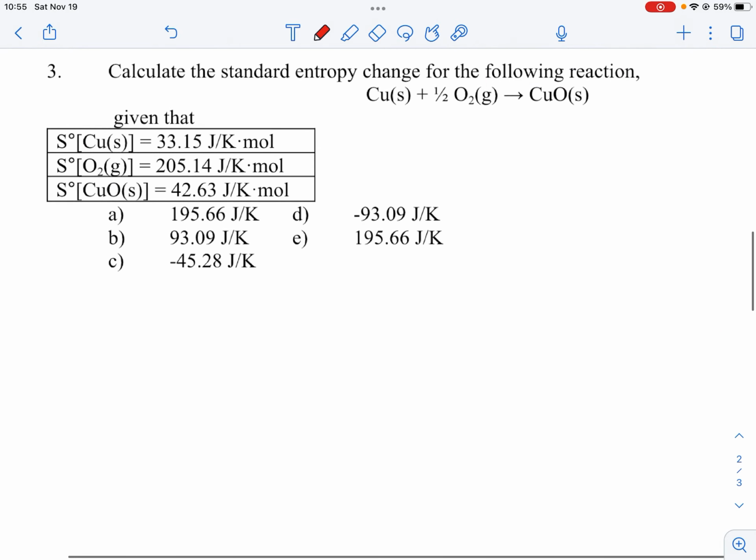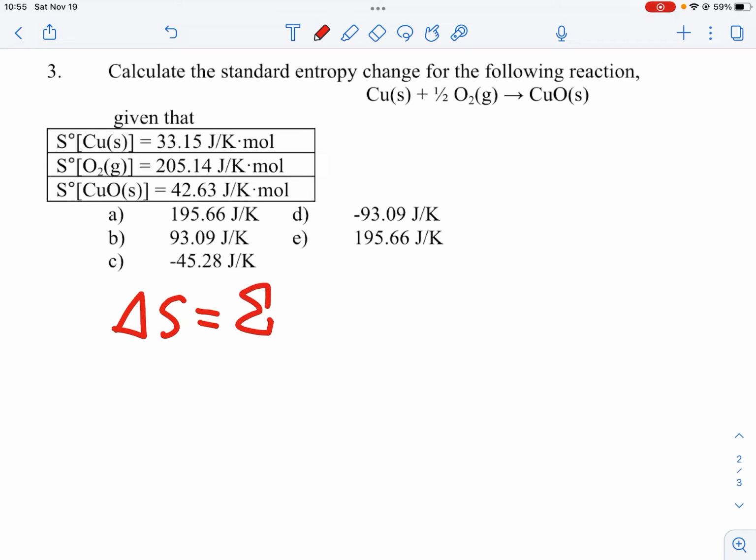Alright, problem 3. Calculate the standard entropy change for the following reaction. Copper plus 1/2 oxygen reacts to make copper oxide, given delta S values. So first, you would have to find this equation. This is just an equation on the problem sheet, which is the summation of delta S of the products minus the summation of delta S of the reactants.